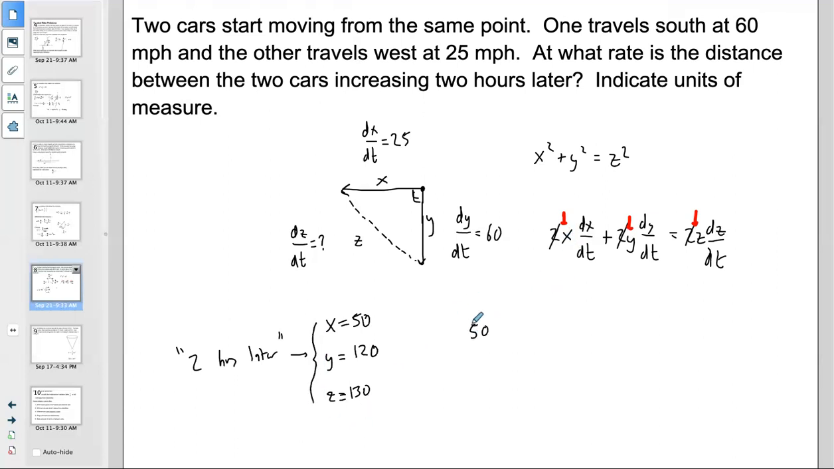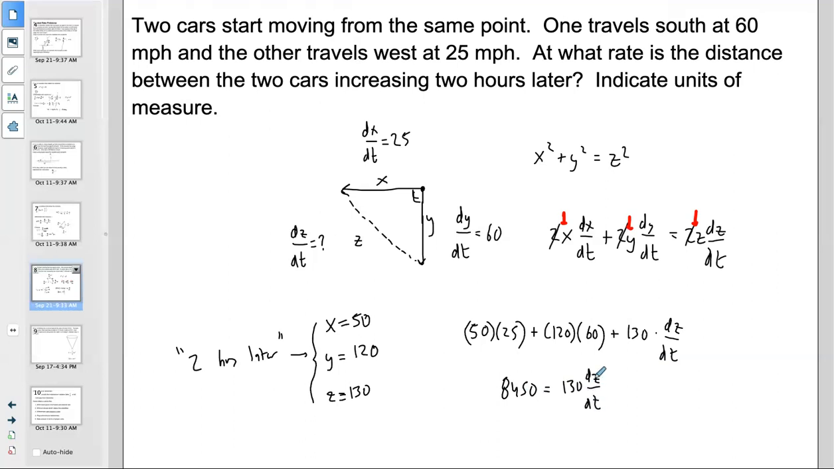Now I just plug all those in. x is 50, dx dt is 25, y is 120, dy dt is 60, z is 130, and then dz dt I'm trying to find. So I would get out my trusty calculator and I would do 50 times 25 plus 120 times 60. And I get this big number, 8,450. And that's equal to 130 dz dt.